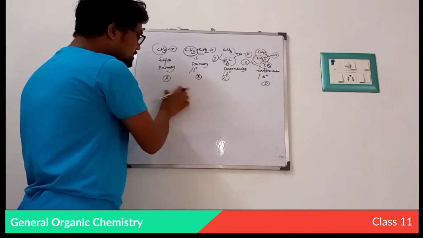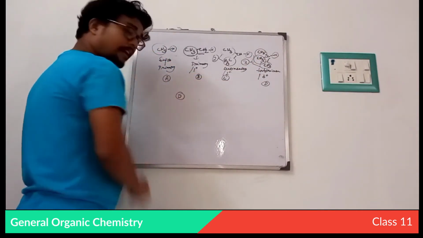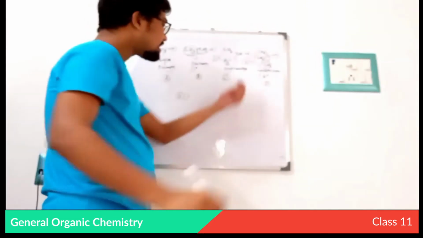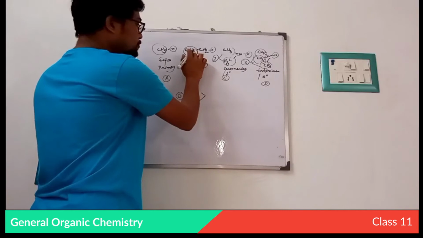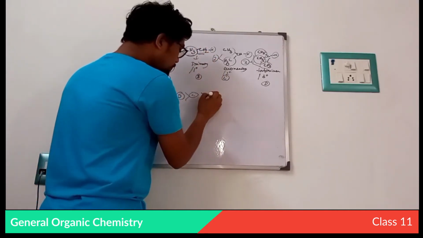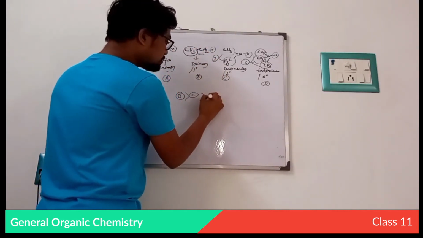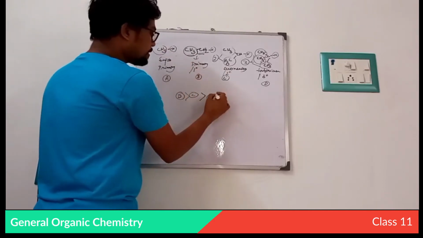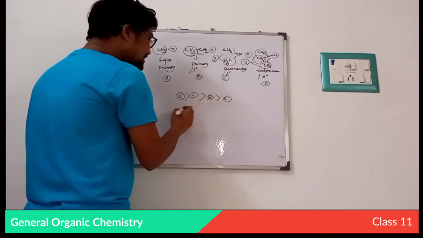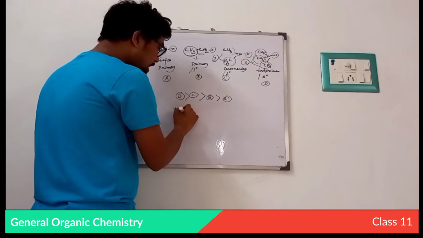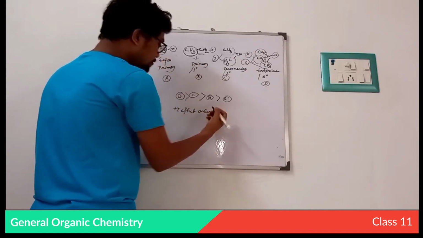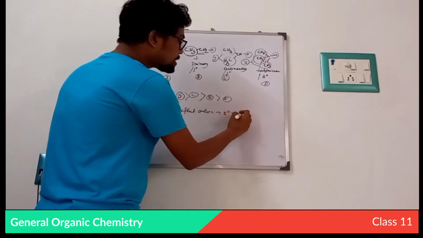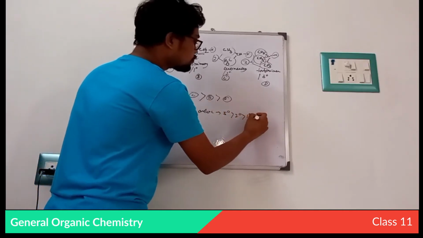So in this case, D is highest. Then here two CH3 are present, that is C, then one CH3 and one CH2 means B, and last is super primary, that is A. So I can say the plus I effect order is 3 degree greater than 2 degree greater than 1 degree greater than super primary.